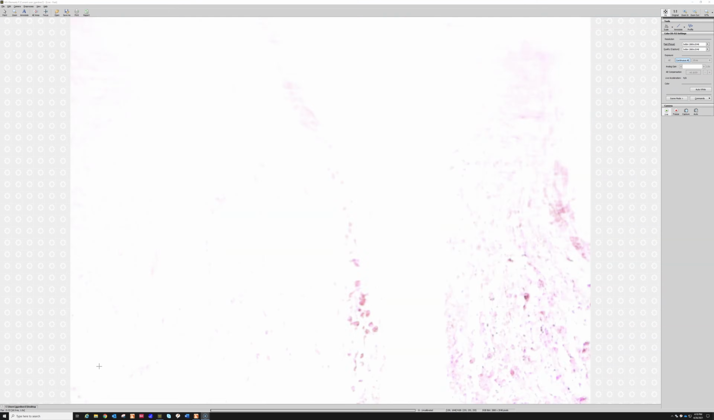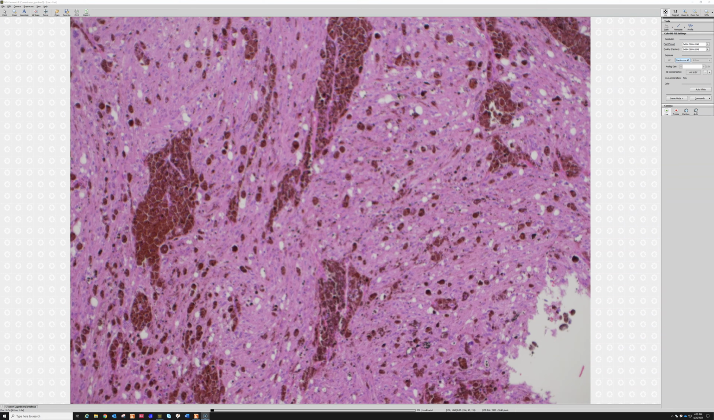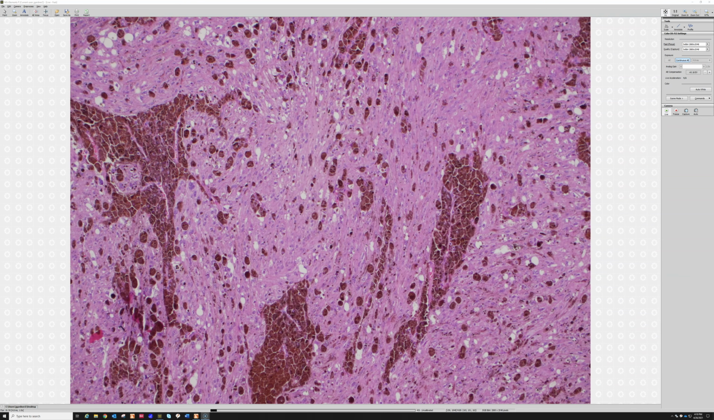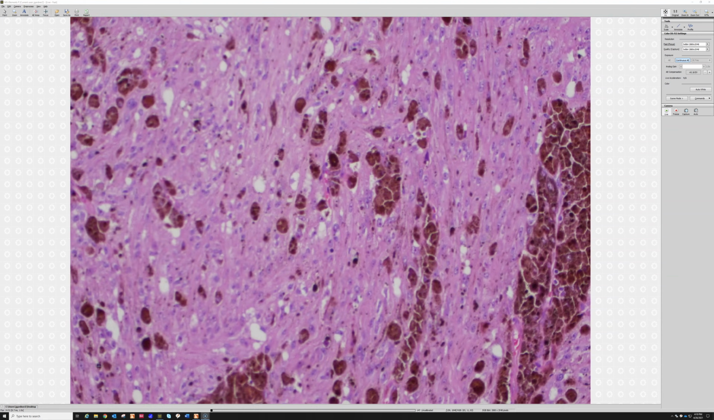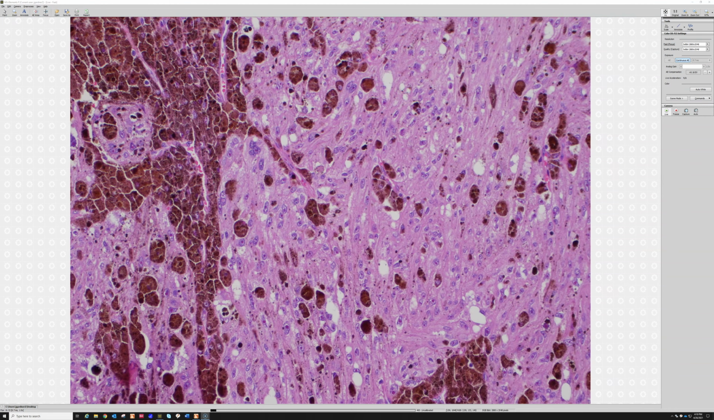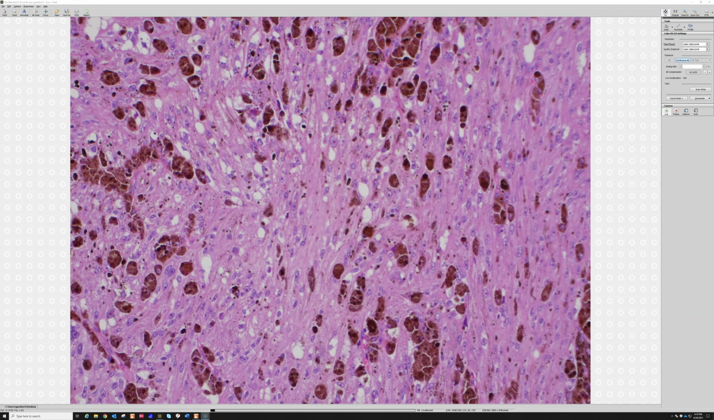And now let's go look at the tumor itself. It's composed of sheets to fascicles of these atypical, large, epithelioid to spindled cells with very prominent nucleoli. You can see these large nucleoli here.